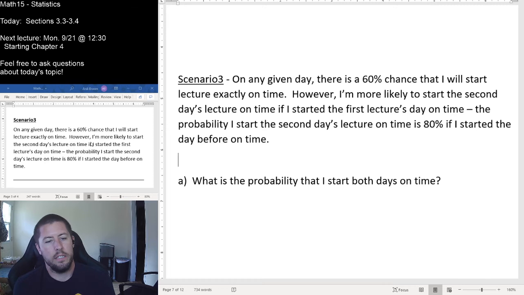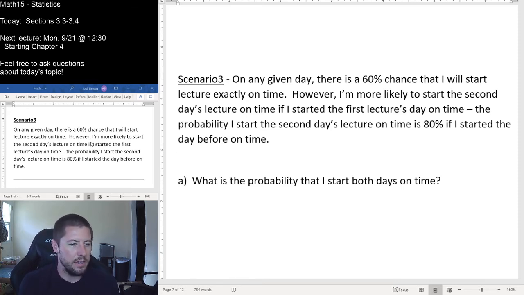However, I'm more likely to start the second day's lecture on time if I started the first day's lecture on time. The probability that I start my second day's lecture on time is actually 80% if I started the day before it on time. And I do this on a Monday and a Tuesday, so it's really only those 2 days of the week, right? So what is the probability that I start both days on time?